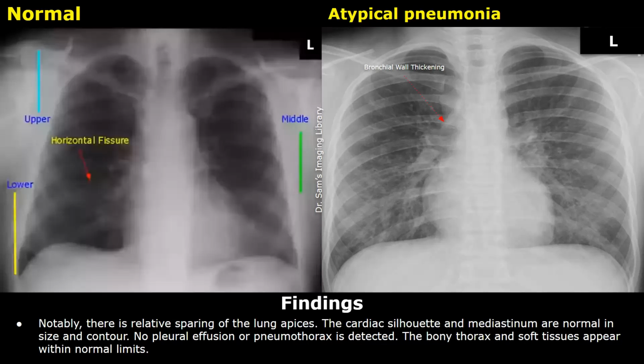The cardiac silhouette and mediastinum are normal in size and contour. No pleural effusion or pneumothorax is detected. The bony thorax and soft tissues appear within normal limits.